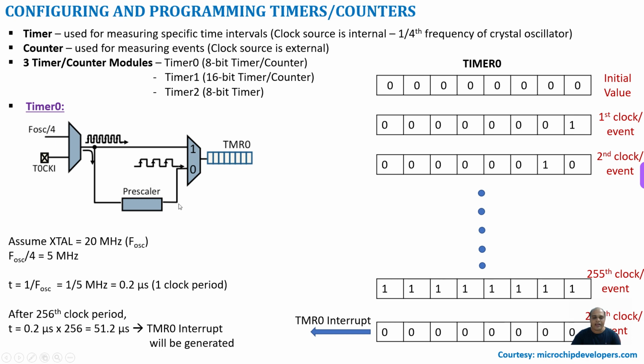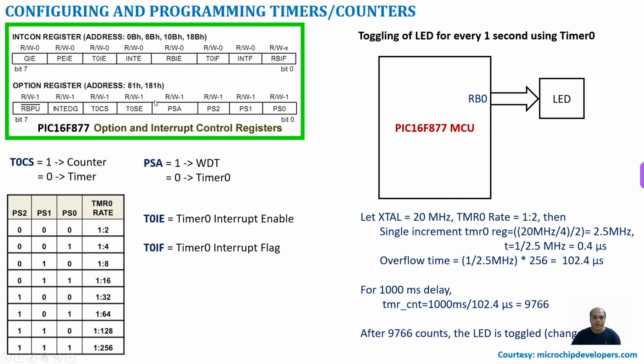Here I have discussed about this prescaler. This prescaler register is common for both your timer 0 register and a watchdog timer. So I have to select whether I want to use this prescaler register for timer 0 or I want to use it for watchdog timer. So in order to do that, I use this PSA. If PSA is equal to 1, then the prescaler register is assigned to watchdog timer. If it is 0, it is assigned to timer 0 register.